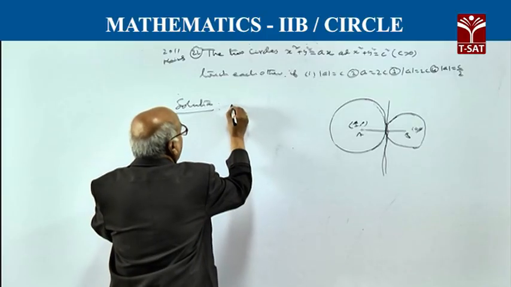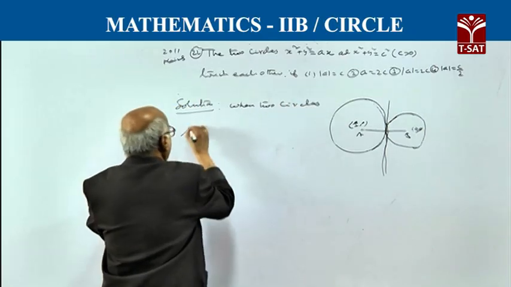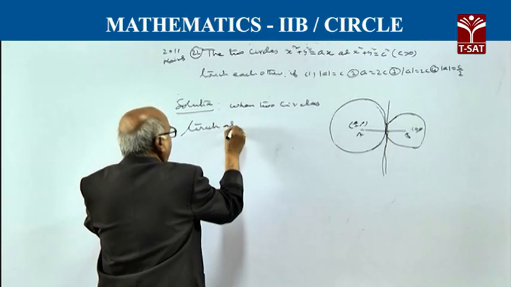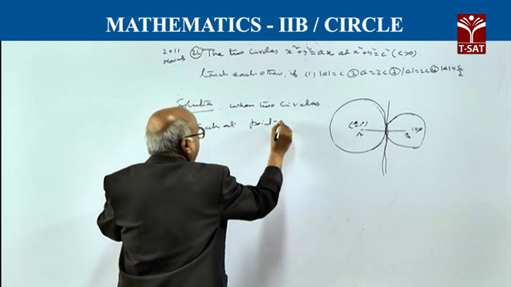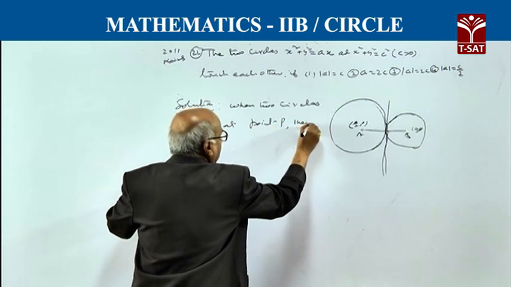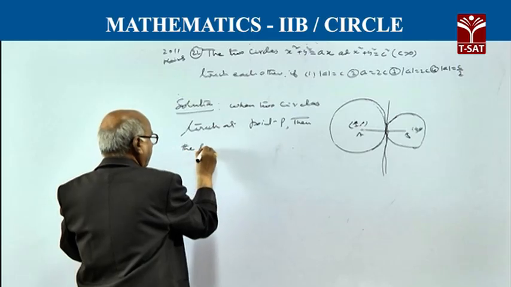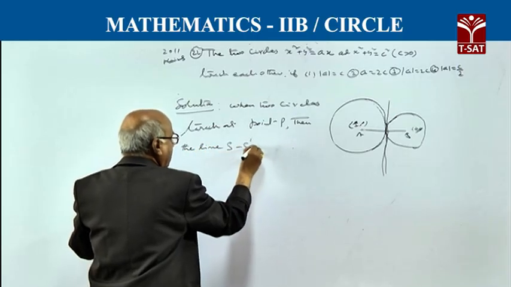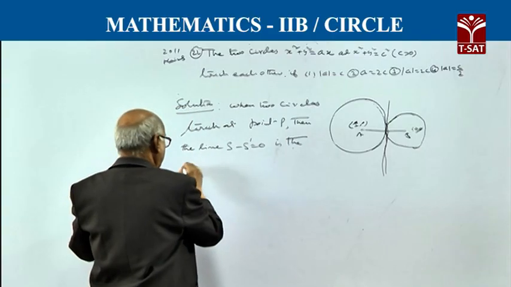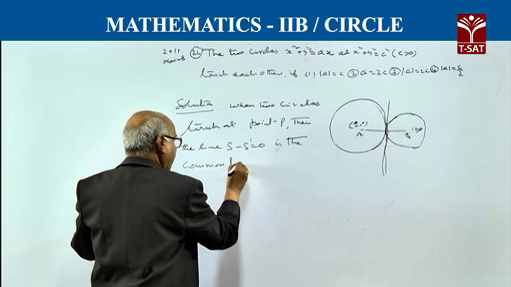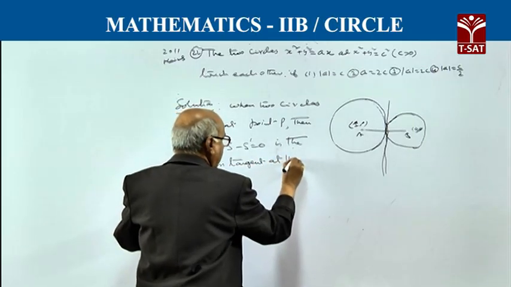And you know that when two circles touch at a point P, then the line S minus S dash equal to 0 is the common tangent at the common point, at the point P.